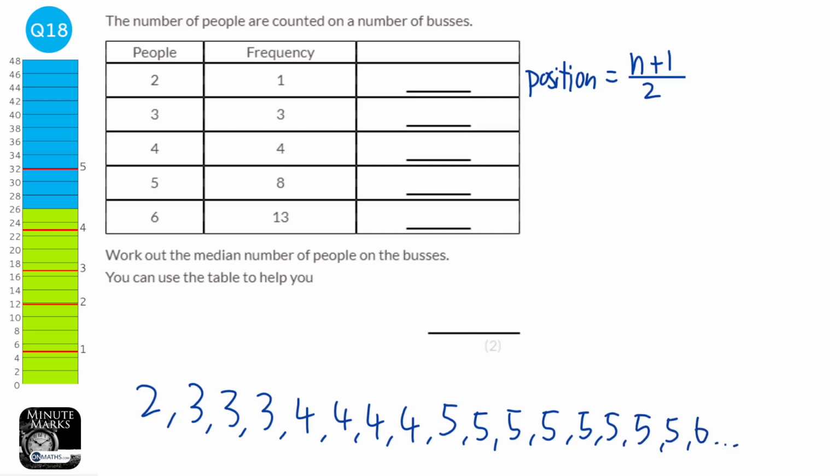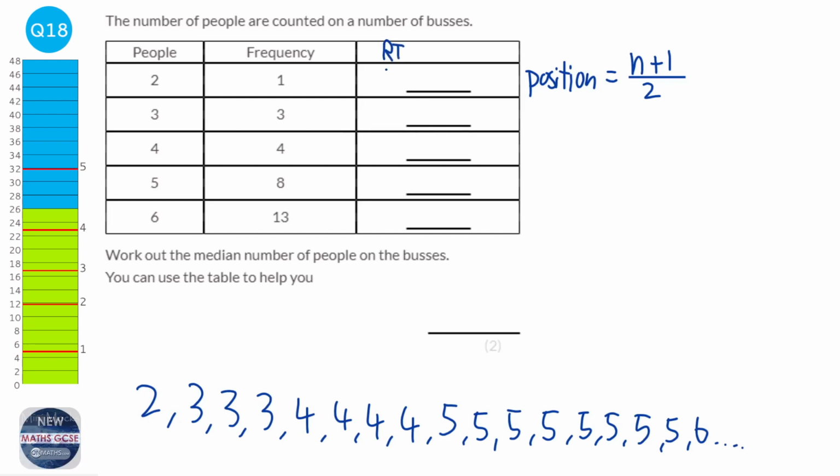Now I'm not going to do all of them, okay, because we're not going to be working out the median by writing out all the numbers, but I do want to show you where these numbers are coming from. So what we do is we do a running total. So I'm going to do a running total. The running total is just adding up the frequencies as we go.